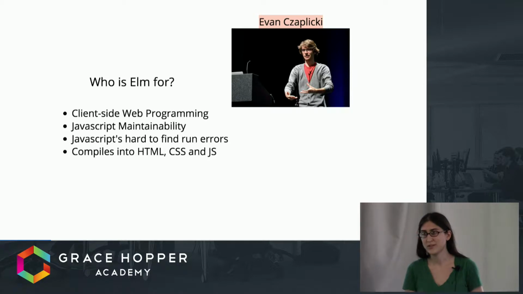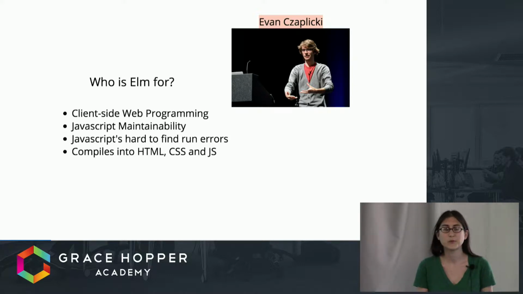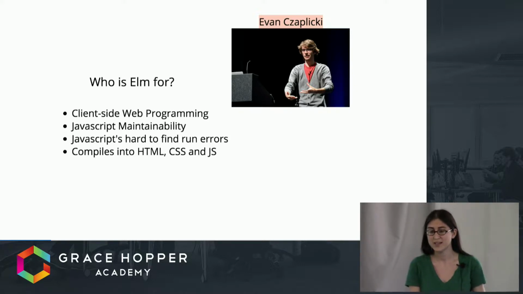Elm is a pretty new language. It was developed in 2012 by Evan Czaplicki as an extension of his Harvard thesis. And it's a really great tool for the front-end developer. Something really cool that stands out is that it compiles to HTML, CSS, and JavaScript, all three. And it was designed to solve two problems: JavaScript's maintainability problem, and that it's hard to find runtime errors.